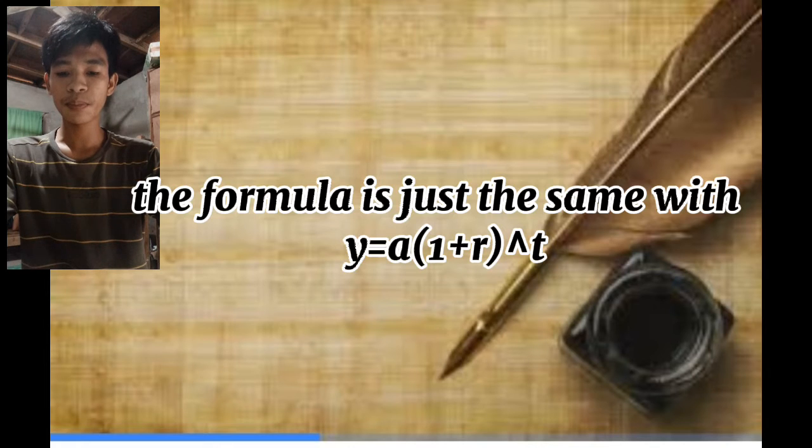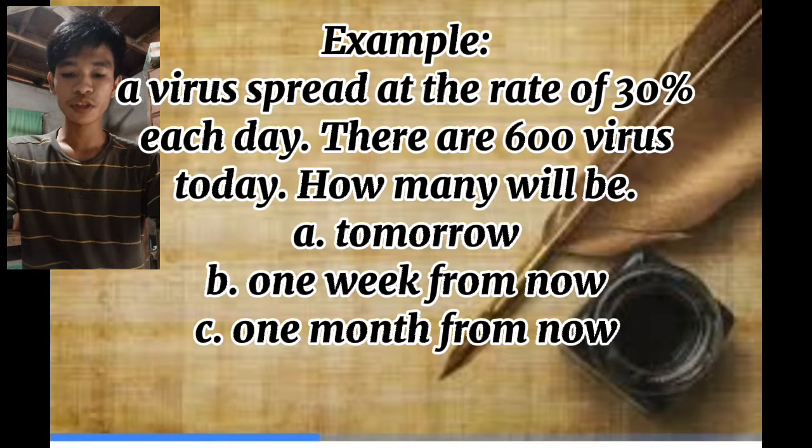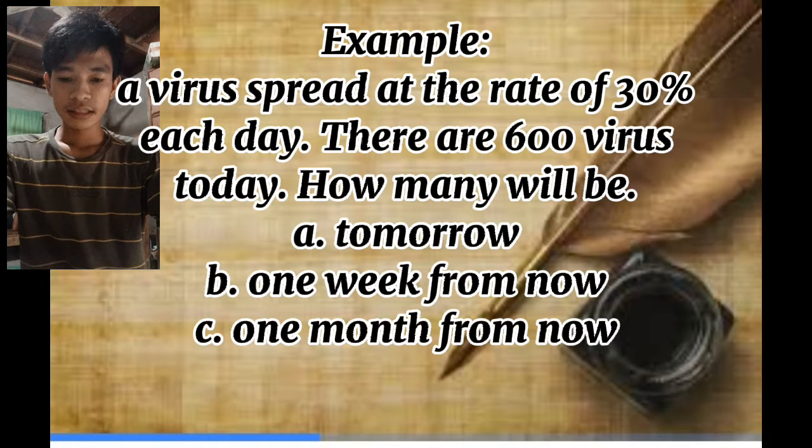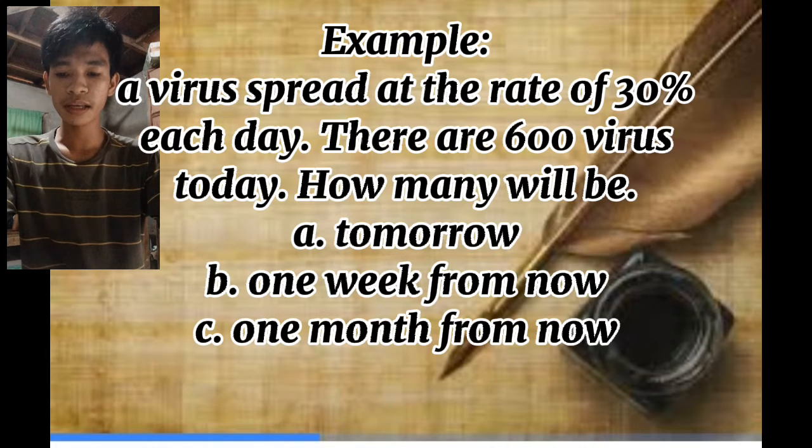So, for example, a virus spreads at the rate of 30% each day. There are 600 viruses today. How many will there be? A. Tomorrow. B. 1 week from now. C. 1 month from now.